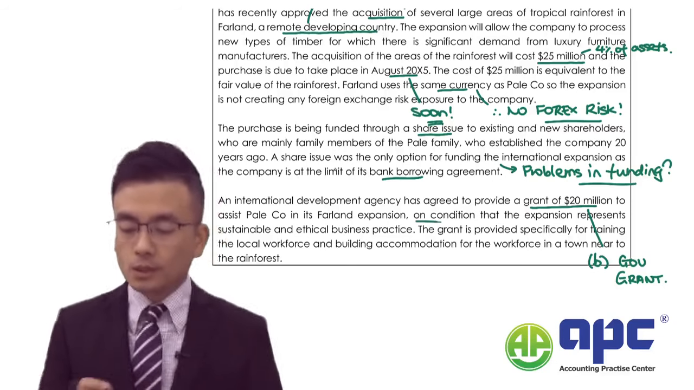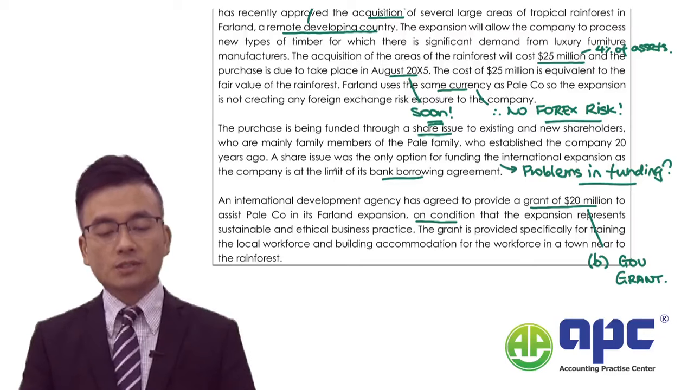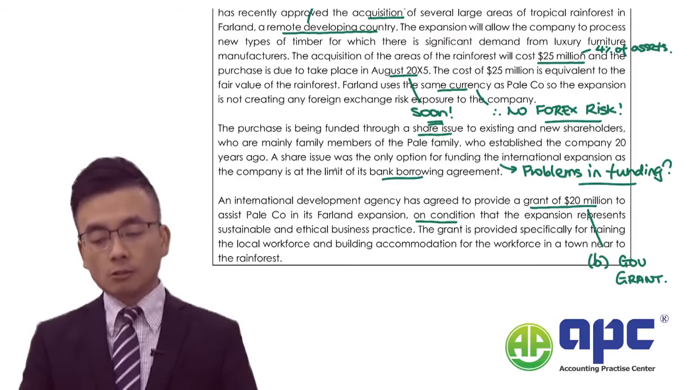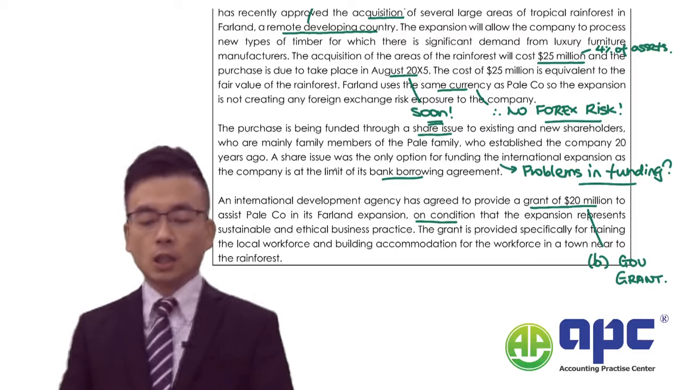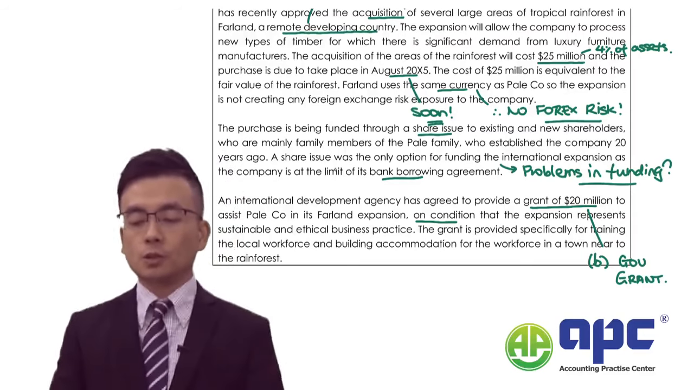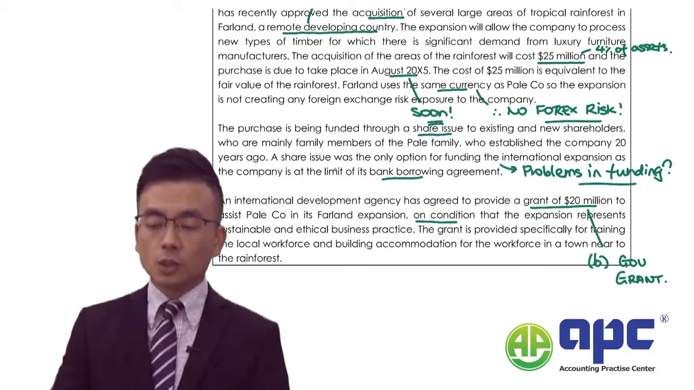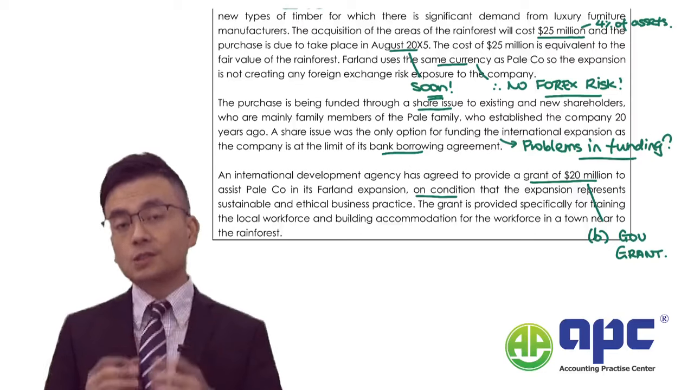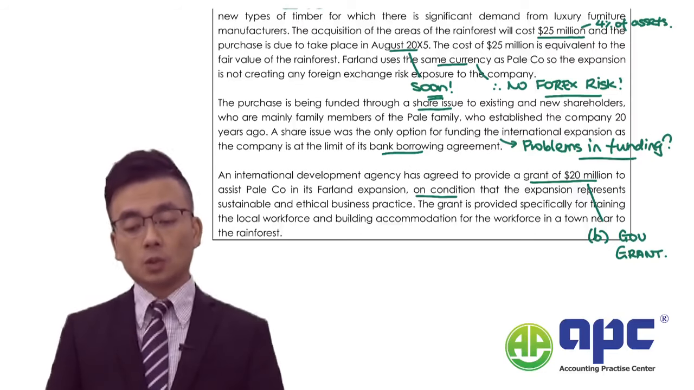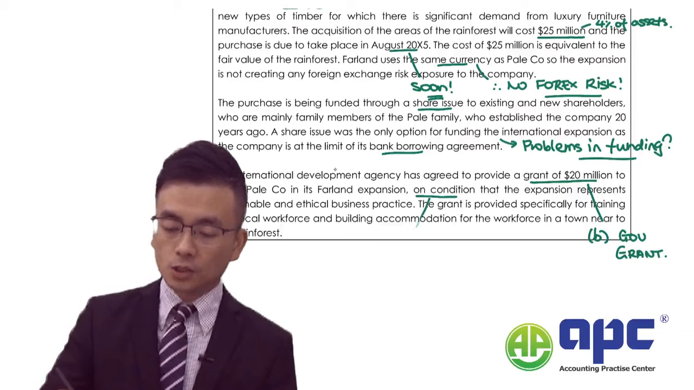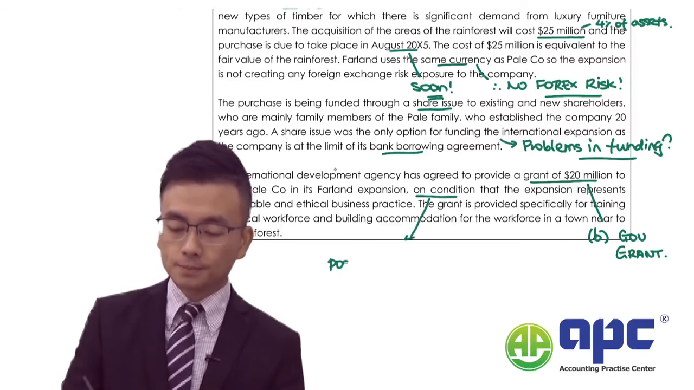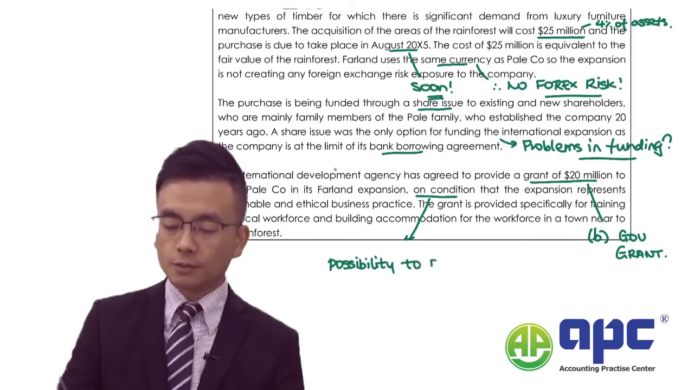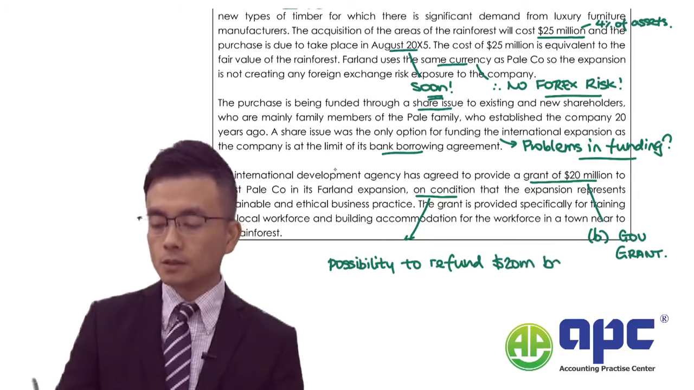There's a condition that the expansion represents sustainable and ethical business practice. The grant is provided specifically for training the local workforce and building accommodation for workforce in a town near to the rainforest. So in other words, if our practice is subsequently found out or having risks that the practice is not ethical at all or not sustainable, we may consider the possibility to refund the $20 million back to a government agency.